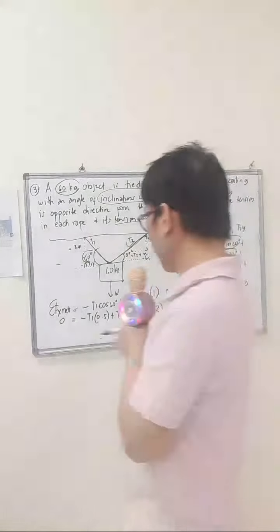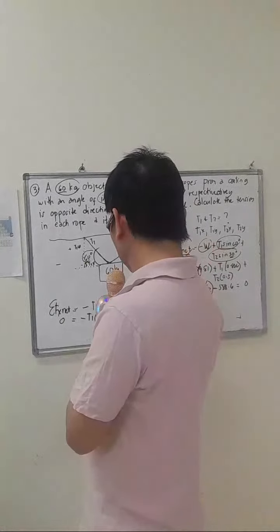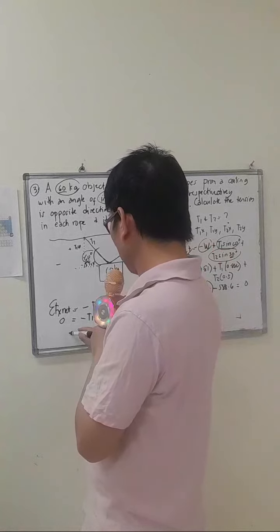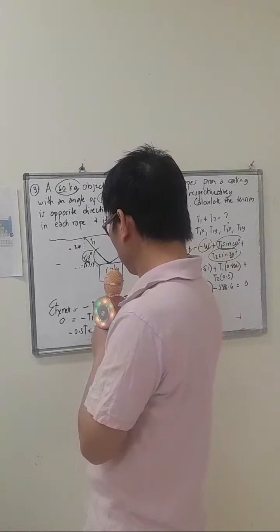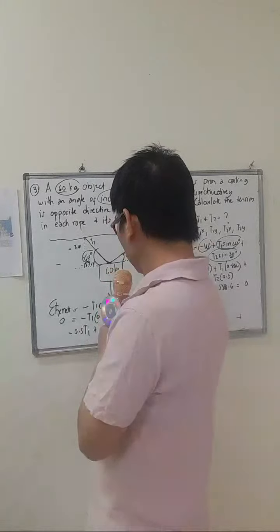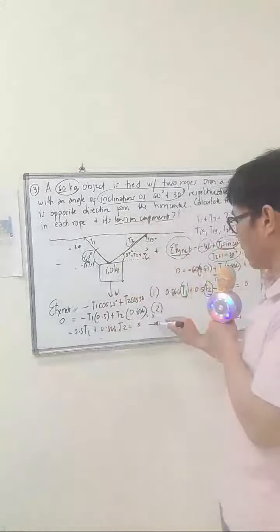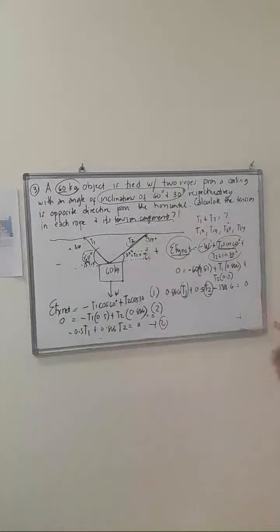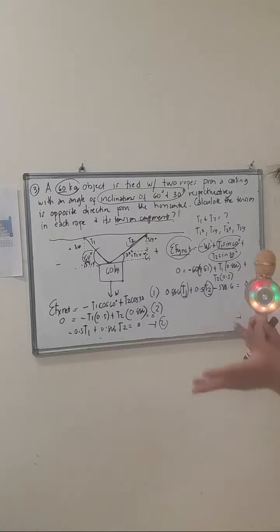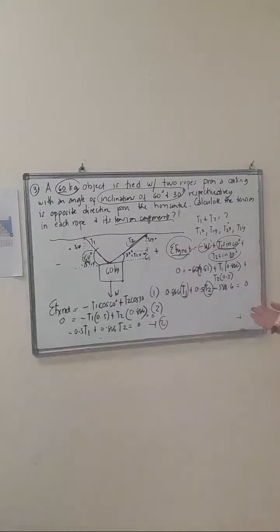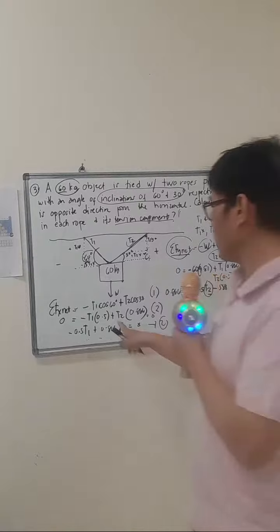And then simplify that further, transposed. So negative 0.5 T1 plus 0.866 T2 is equal to 0, right? It's your equation 2. Now, equation 1 and equation 2 have the same variables, T1 and T2. You can solve T1, you can solve T2, anywhere you want, whatever you want. But be careful also with the sign.